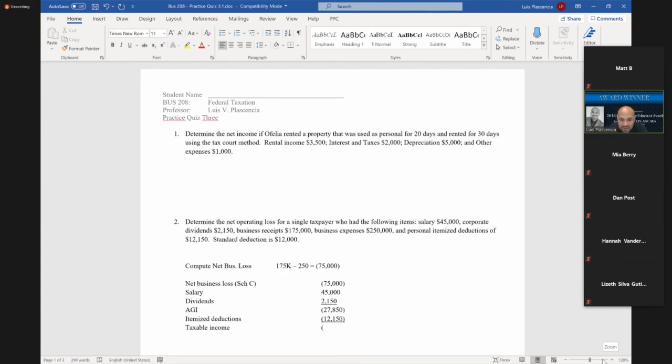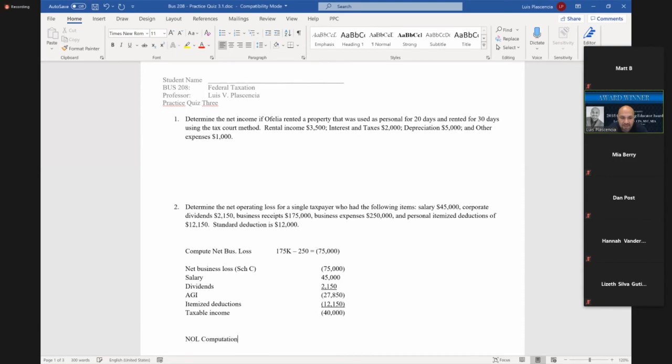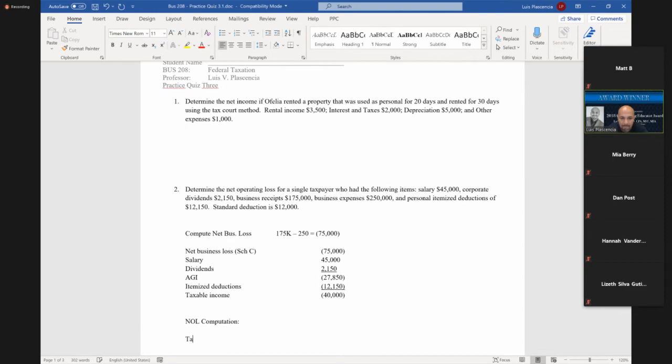So what's the taxable income here? Anybody? 40,000. 40,000 even, yes. That's not my NOL, right? So now I do my NOL computation. I know I start out with my taxable income, from the number I just came up with, 40,000. Gabby, what's next? You're going to add something. What do we add?